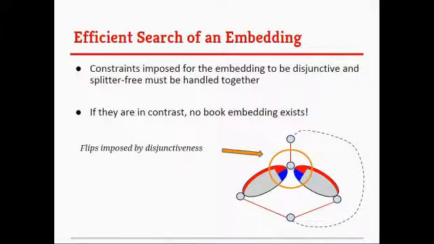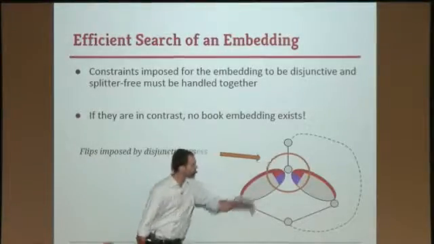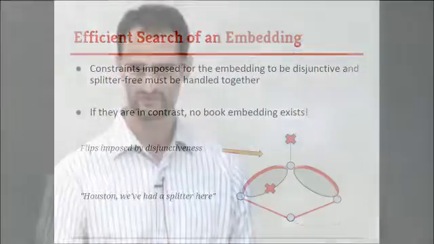Another important point is that constraints imposed by disjunctiveness and splitters must be considered together, since they could be in contrast. For example, in this figure, there are 2 children whose flips are constrained by disjunctiveness due to these red edges. But unfortunately, this produces a splitter, which is unavoidable, meaning that the instance is negative. That is, there is no book embedding for it.